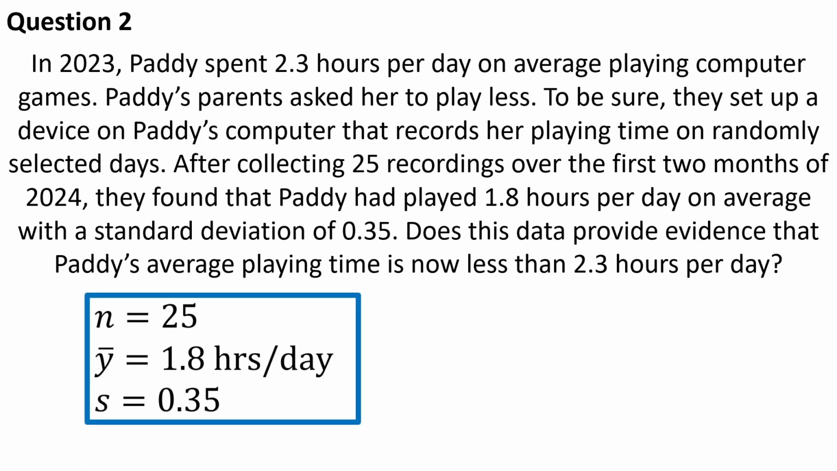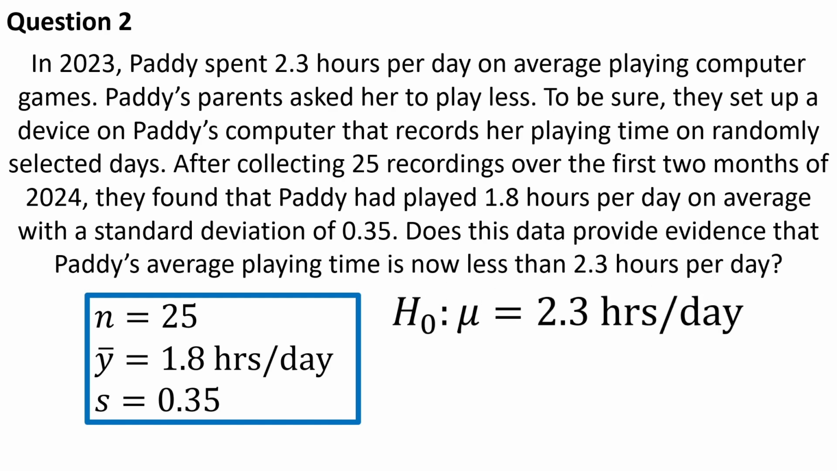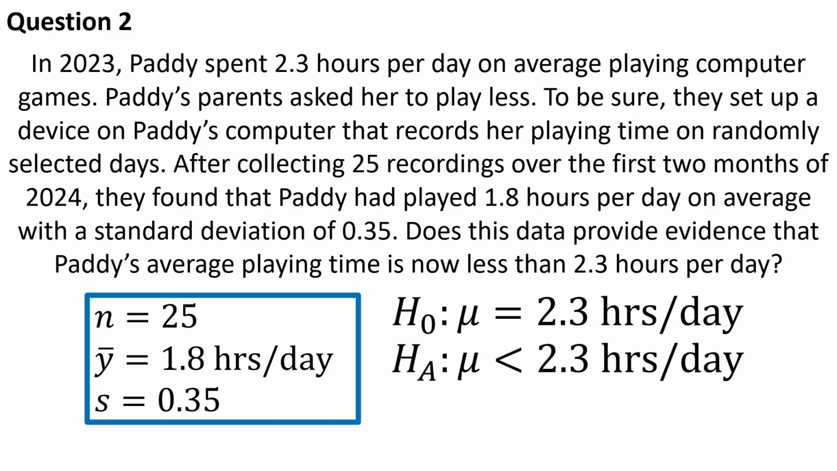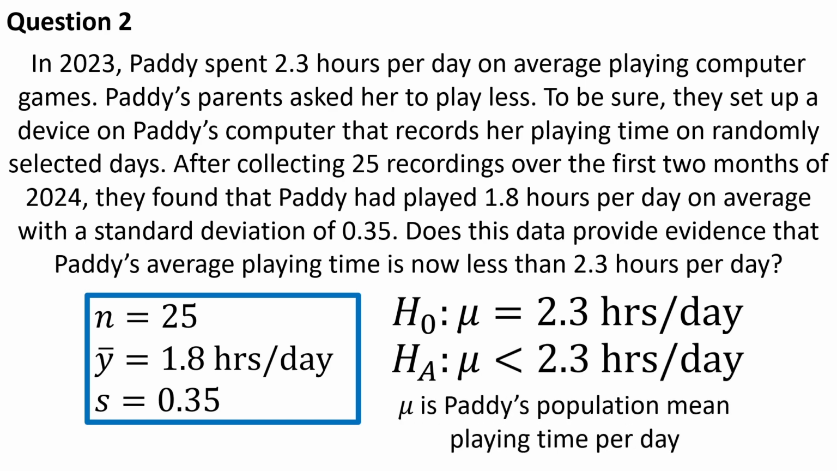So there's our data: sample size, sample mean, sample standard deviation. It should be clear that this is a one sample t-test. The null hypothesis would be that Patty's playing time is still 2.3 hours per day, and the alternative would be that it's less than that. And note too that this symbol mu represents Patty's population mean playing time per day. That is the parameter of interest for which we need to make an inference.